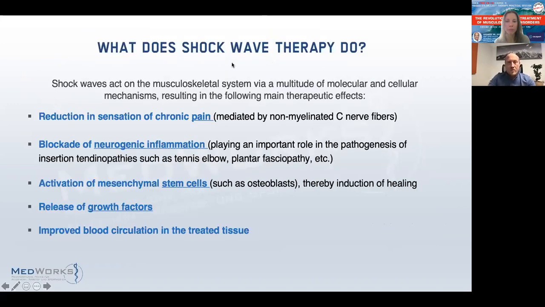And if you look at the table, what the shockwave device does, it reduces the chronic pain, it blocks the neurogenic inflammation, and the activation of stem cells and growth factors makes together the healing. Also, the blood circulation is improved, and so we have a complete regeneration system, I would say. I always say that regenerative medicine is the future, and shockwave is absolutely, for me, the top of all therapy possibilities that we have to increase the regenerative potential of your body.